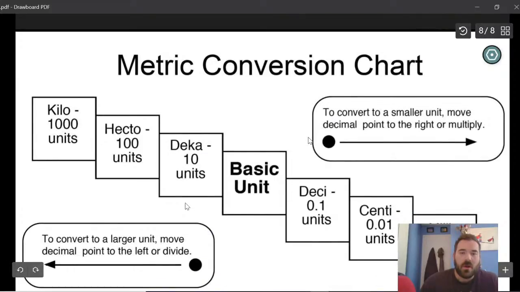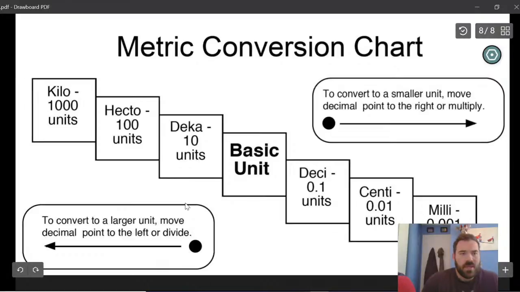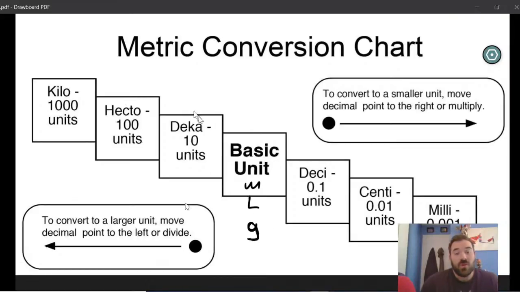And if we recall our metric conversions, we have the basic unit. So this would be either a meter or a liter or a gram or whatever we're measuring. Then we have the units that are larger on the left and the units that are smaller on the right. If we're talking about going from liters to milliliters, well, deciliters are 10 times smaller than a liter, or in other words, 0.1 of what a liter is. A centiliter is 100 times smaller than a liter, so 0.01. A milliliter is 1,000 times smaller than a liter.